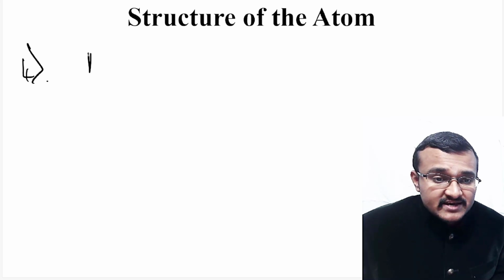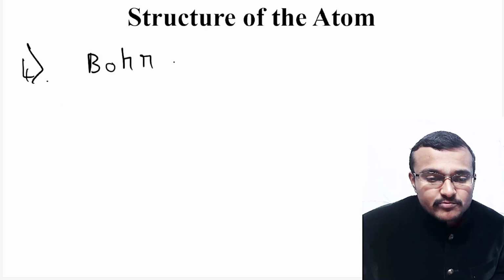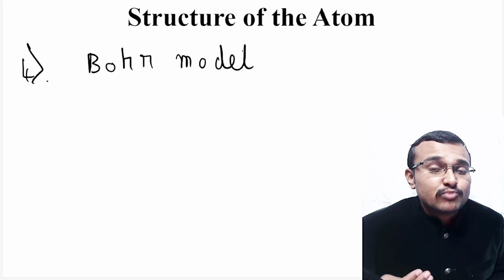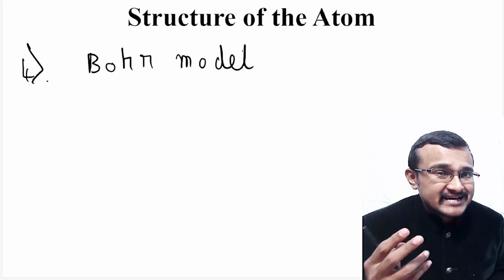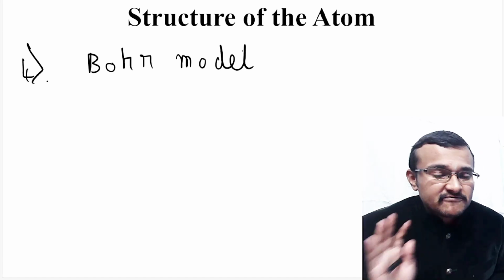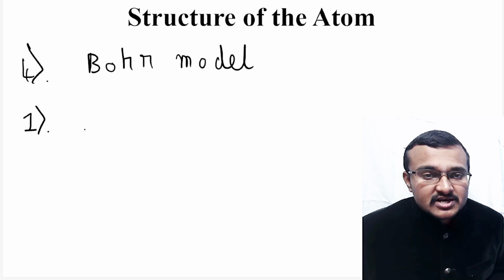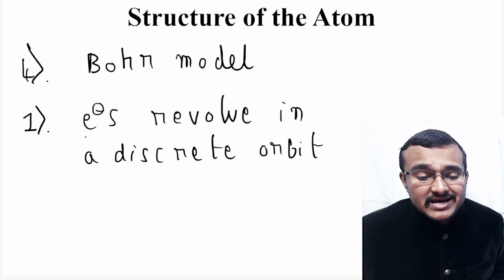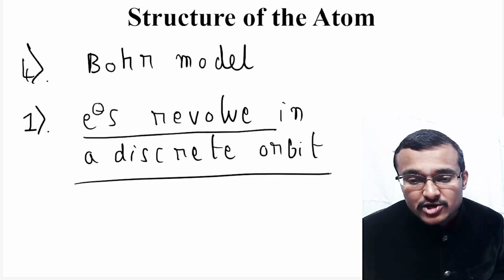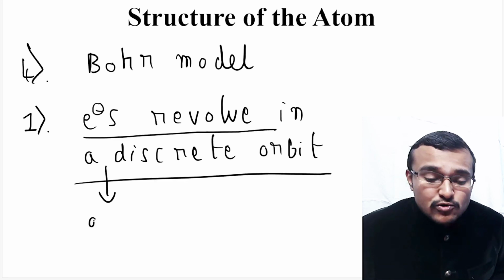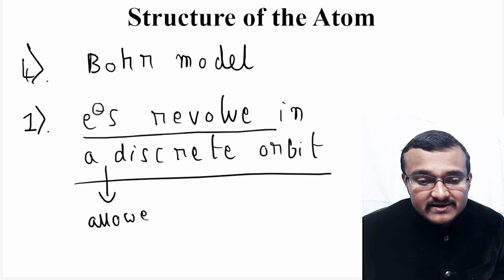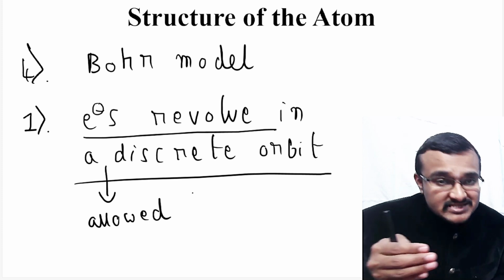Coming to the fourth question, here you should explain the Bohr model of an atom. So what is the Bohr model of an atom? Bohr came up with two postulates to explain the limitations of Rutherford's atomic model. The first postulate of this atomic model is that electrons revolve in discrete orbits, only in allowed discrete orbits. So there are discrete orbits present in an atom.